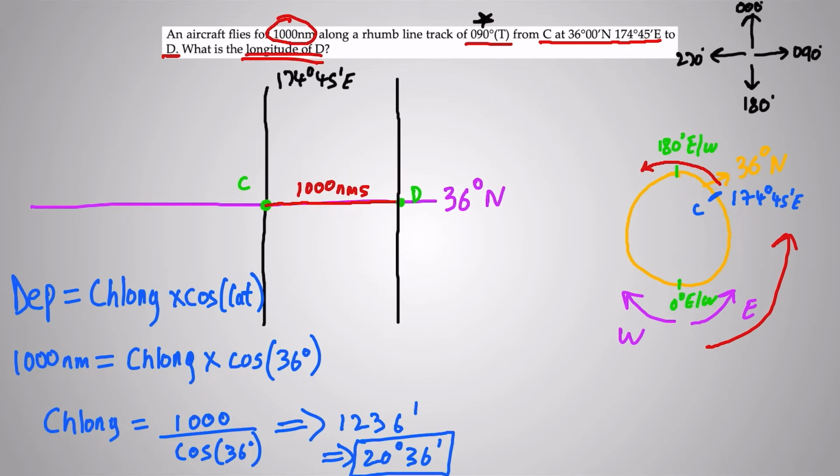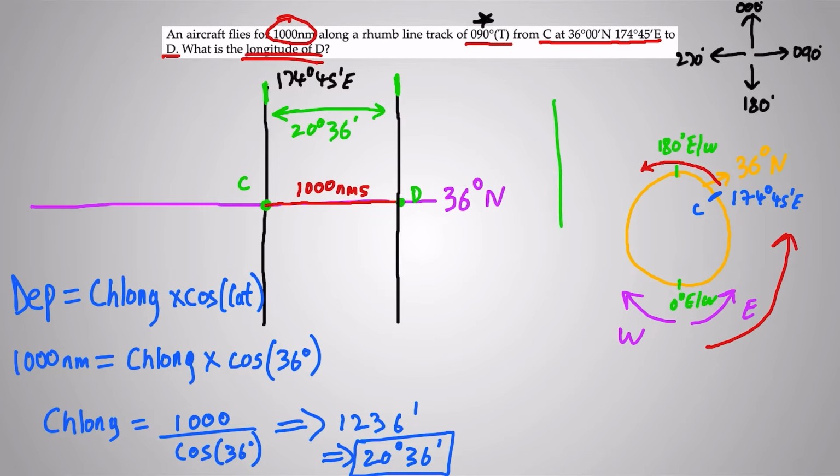So this is not my answer. This is just the change in longitude. So I knew this was 174 degrees 45 minutes east. Now I know the change in longitude between C and D. So I don't know the longitude, but I know that the angular distance is 20 degrees 36 minutes. Now what do I do with this?